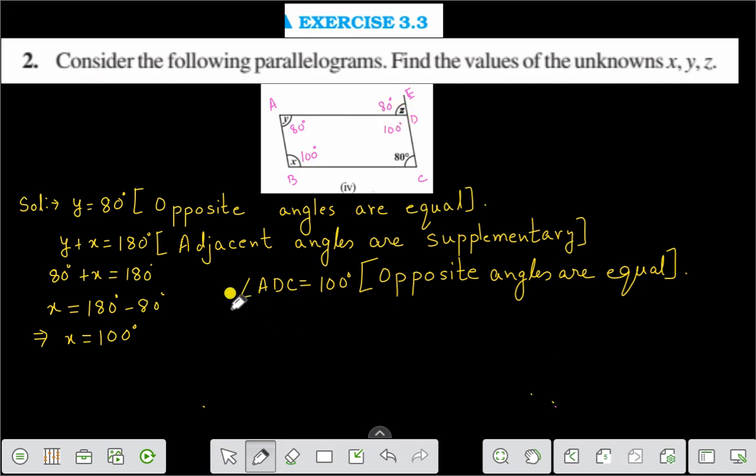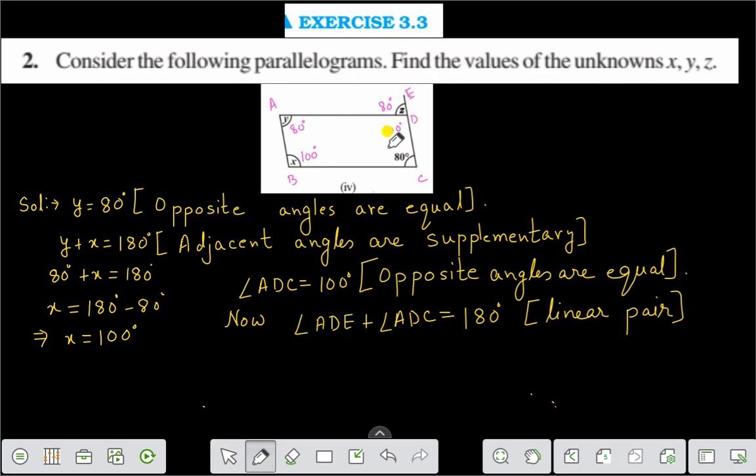Now angle ADE plus angle ADC is equal to 180 degree because this is a linear pair. The reason is this is a linear pair. Now ADE means Z, that is Z plus angle ADC, which is 100 degree. Z plus 100 degree is equal to 180 degree. Therefore, the value of Z is equal to 180 degree minus 100 degree. Therefore, the value of Z is equal to 80 degree.